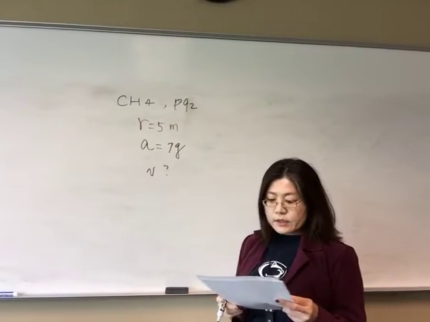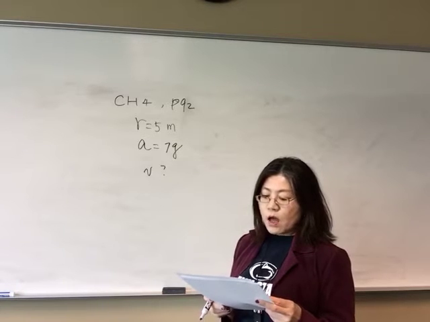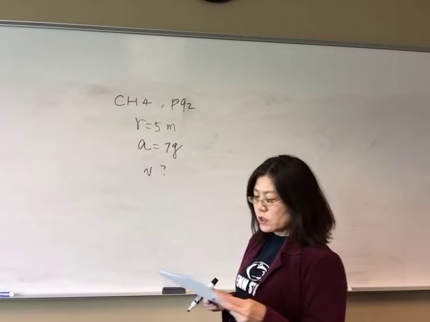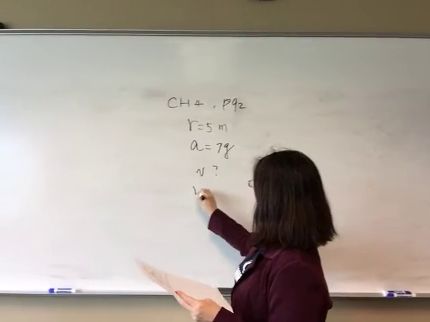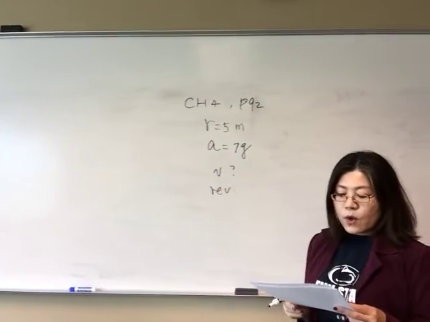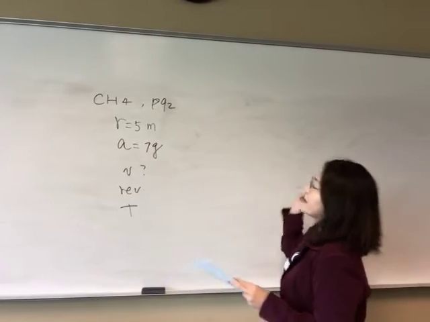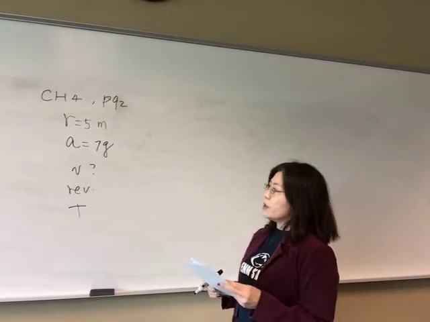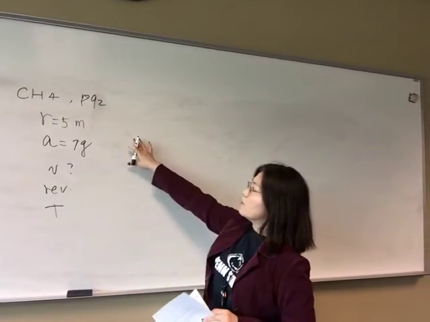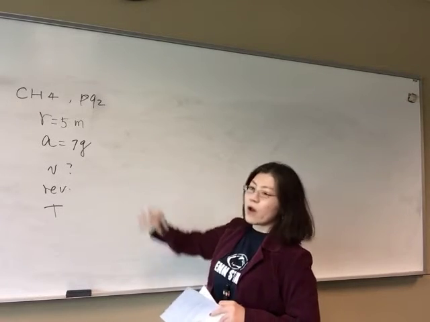Okay? And how many revolutions per minute are required to produce this acceleration? So revolution, and what is the period of the motion? So you want to find the velocity, the revolution, and also the period. How do we do that? You're given this information. You have your R, you have your A.